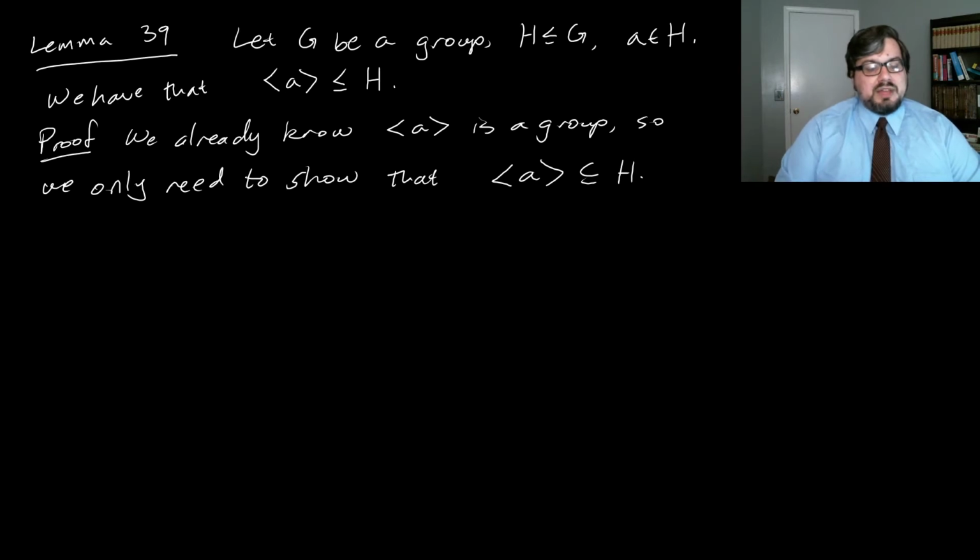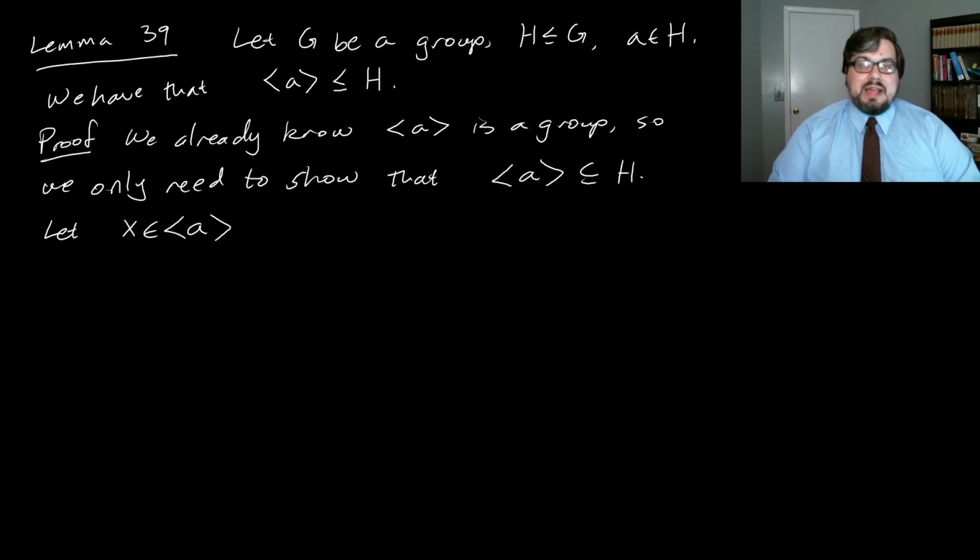So let's do that. So let X be an element of the cyclic subgroup generated by A. And now here we're going to use the fact that we're going to use over and over and over again, this absolutely essential fact. Whenever you have some element that belongs to a cyclic subgroup, that means it can be expressed as a power or multiple of that element, depending on whether you're writing things multiplicatively or additively.